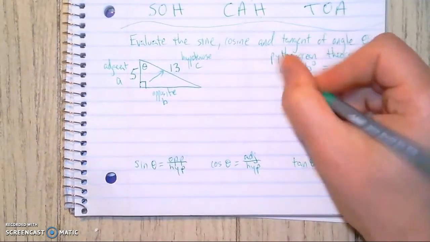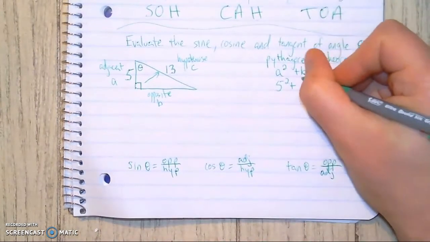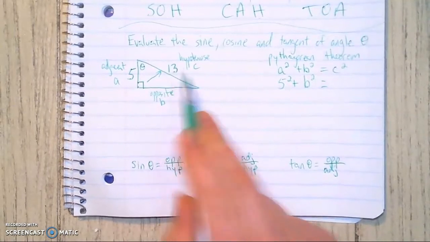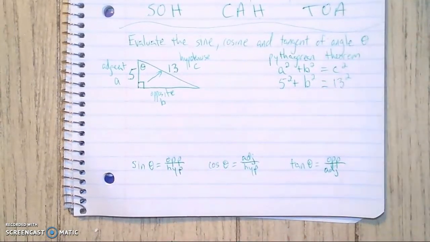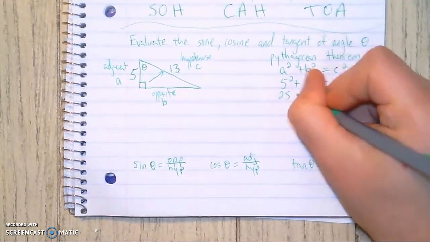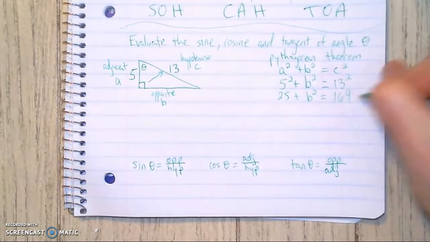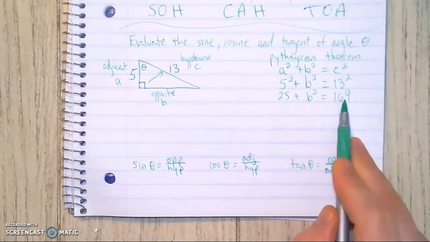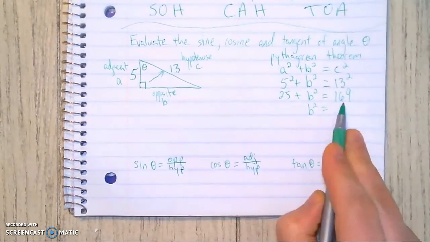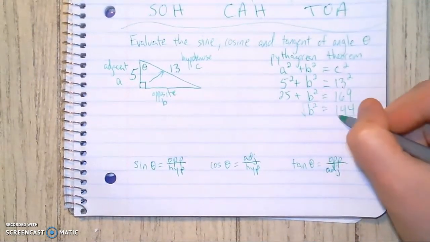I have A is 5. That's 5 squared plus, B is a variable, so I'm going to leave it as B. 5 squared plus B squared equals, and then I have C is 13. C squared becomes 13 squared. So now I'm evaluating. 5 squared is 25. B squared, I'm going to leave alone. 13 squared is 169. I'm now going to do a minus 25 on each side. So by doing minus 25, that cancels. Minus 25 over there is 144. And then I'm going to do a square root on both sides.